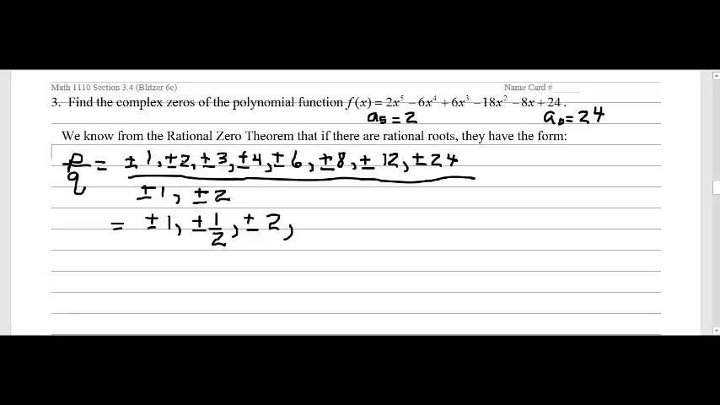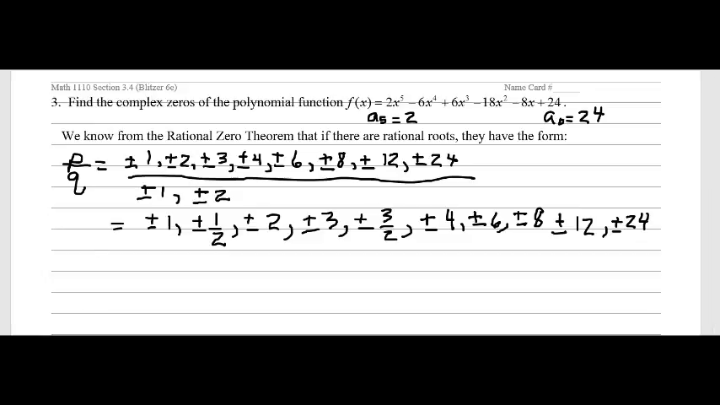So now I take every integer in the numerator and individually put it over every integer in the denominator. When I put plus or minus 1 over plus or minus 1, I get plus or minus 1. Plus or minus 1 over plus or minus 2 gives plus or minus 1 half. Plus or minus 2 over plus or minus 1 is plus or minus 2. Plus or minus 2 over plus or minus 2 is plus or minus 1, and that's already written. I just keep doing that until I get the list that you see.